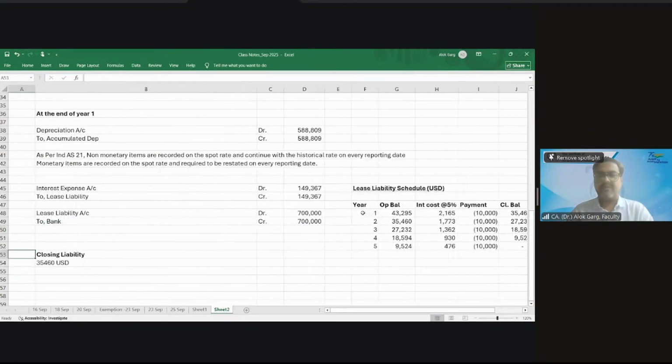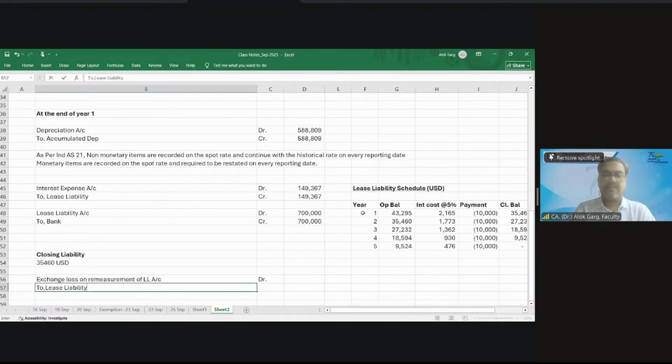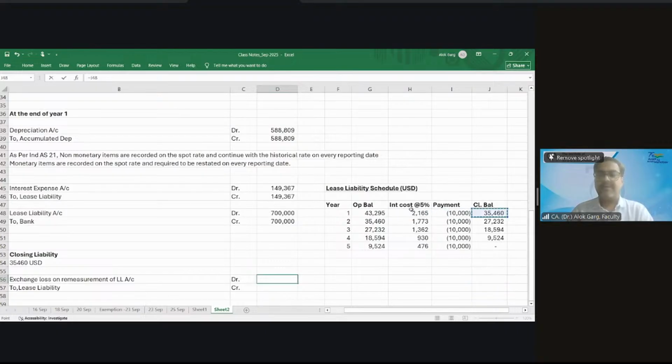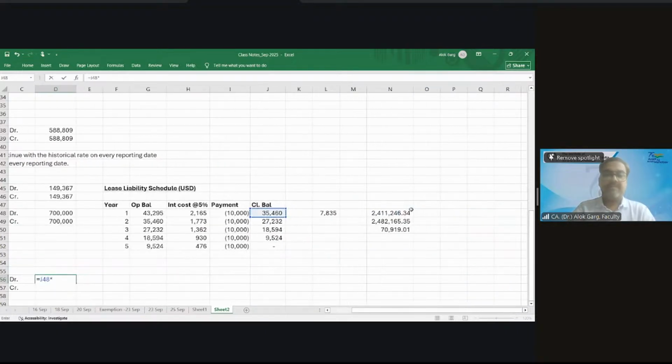So let's pass an accounting entry. Your P&L exchange loss on remeasurement of lease liability account debit. This will go to P&L. Credit is your lease liability. And what is the value? Value is 35,460 multiplied by 70 minus 68.